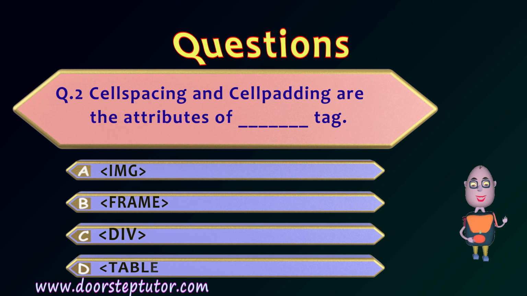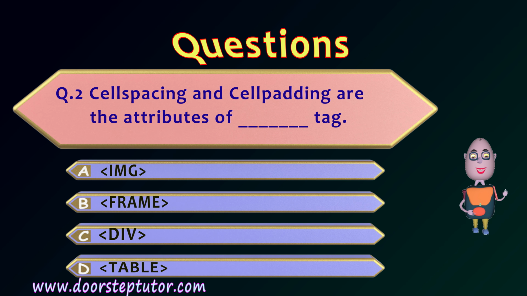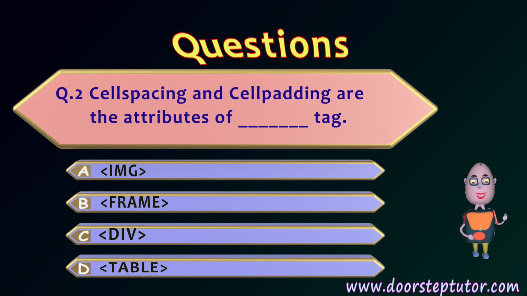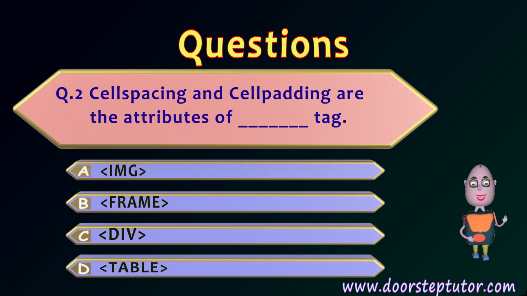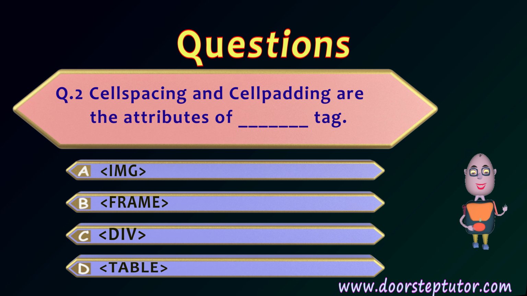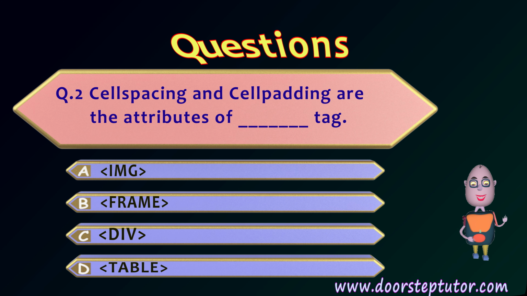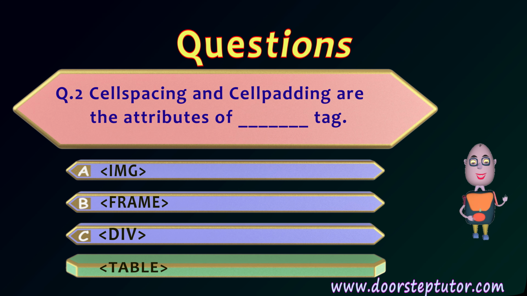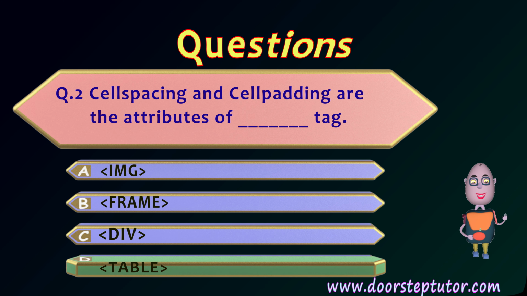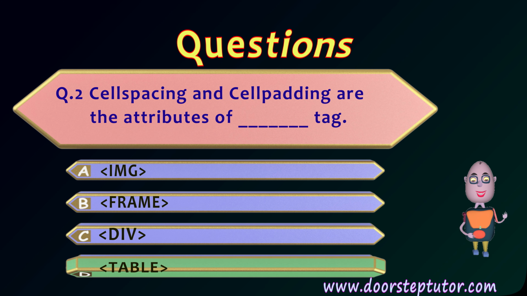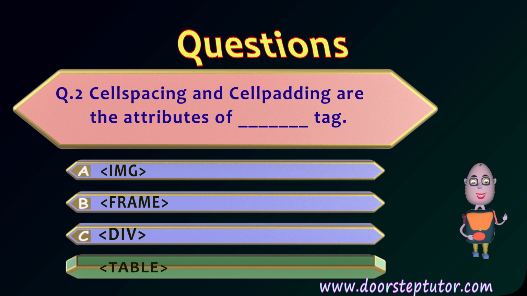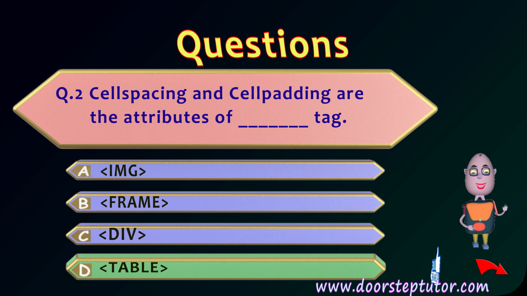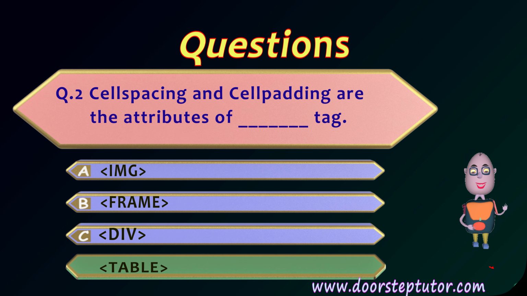Cellspacing and cellpadding are the attributes of which tag? So this is a simple question. So what is the correct answer? Option number 4 is the correct answer, table. So these are the attributes related to the table tag. So this is all about the discussion on HTML.